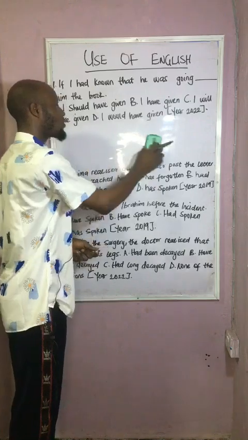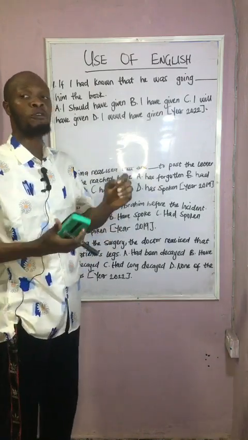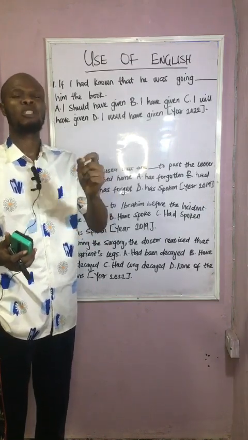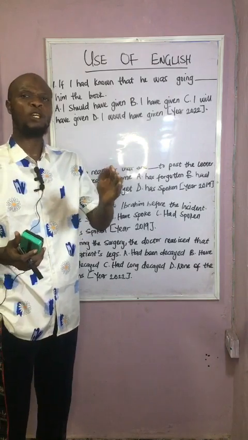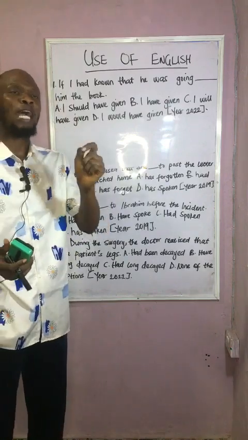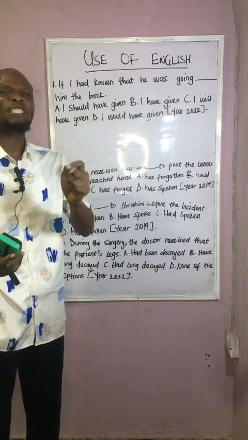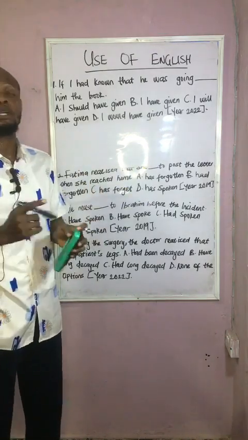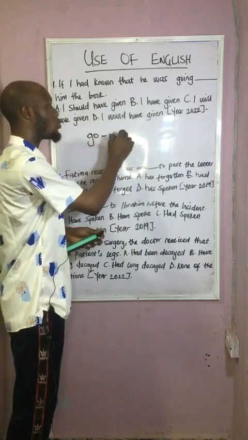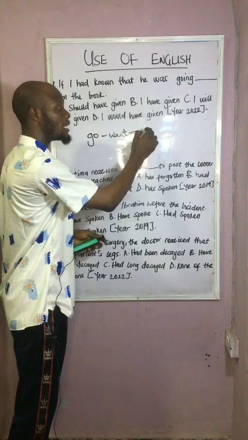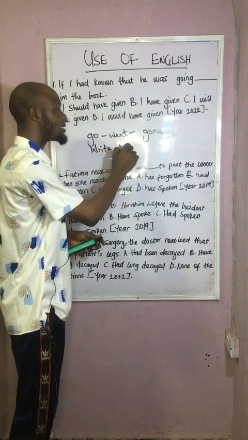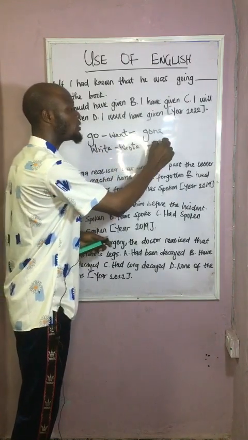Has, have, and had are governed by certain rules that a learner must be conscious of if you are to tackle any question of this form. The number one rule is that if you are to choose has, have, or had, it must be followed by a past participle verb. You notice we have go. Am I communicating? The past tense is went. The past participle is gone. Present tense, write. The past tense is wrote. The past participle is written.